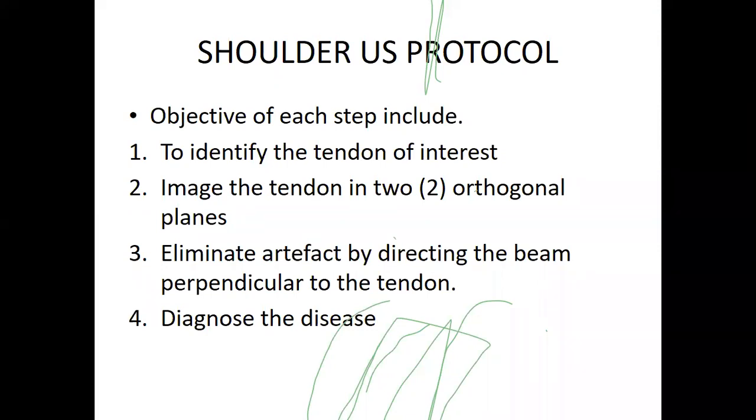Eliminate the artifact of anisotropy by directing the beam perpendicular to the tendon. I'll demonstrate how you can tell that your beam is not hitting the tendon at right angles. Again, as you continue to scan, you rock and continue angling. You don't just approach at one point, but you keep on rocking from one point to the other until you get the correct and perfect image. The last objective is to diagnose the disease: either it is normal or there is an abnormality.